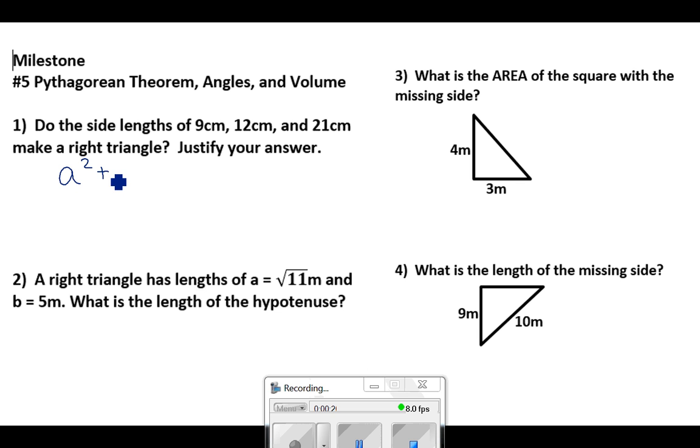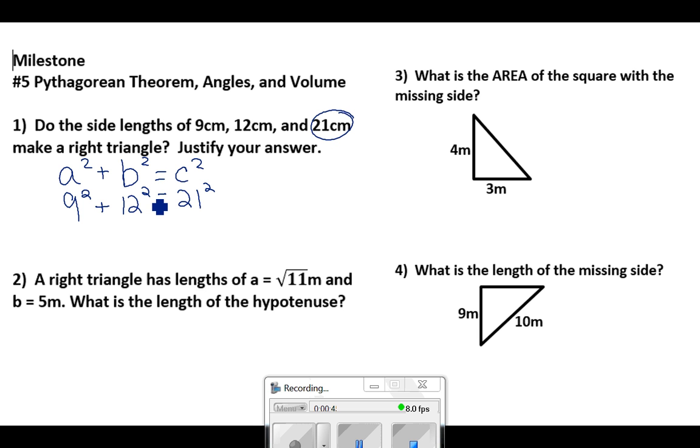A squared plus b squared equals c squared. We know that 21 needs to be c squared because it has to be the largest, so we're going to put 21 there. A and b can be either the 9 or the 12. 9 squared plus 12 squared. And now we have to solve and see if it gives a true statement.